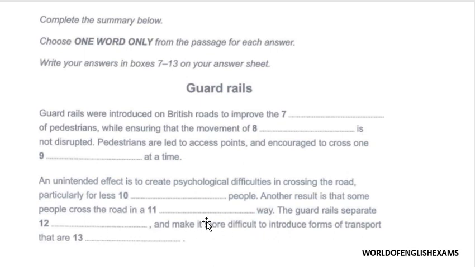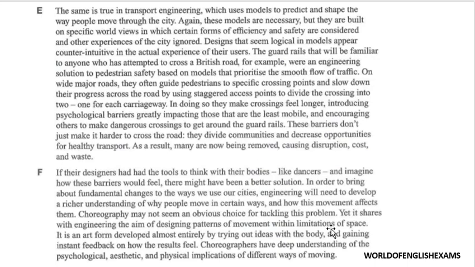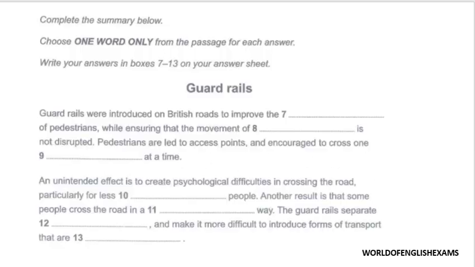The guardrails separate dash. So they are separating something and make it more difficult to introduce forms of transport that are dash. Okay, so the guardrails are separating something. What are they separating? Let's see. These barriers don't just make it harder to cross the road, they divide the communities. Divide is nothing but separate. So what are they separating?